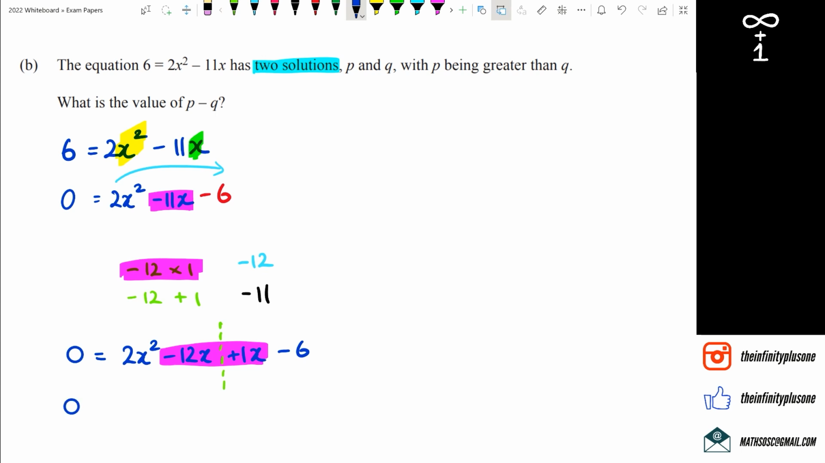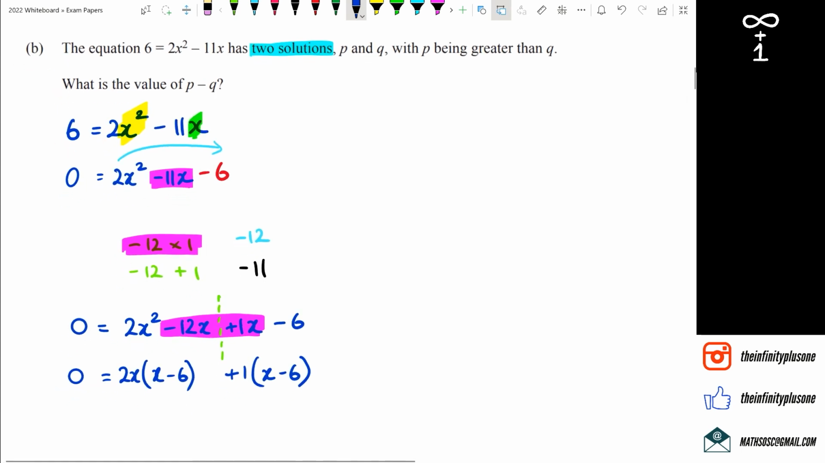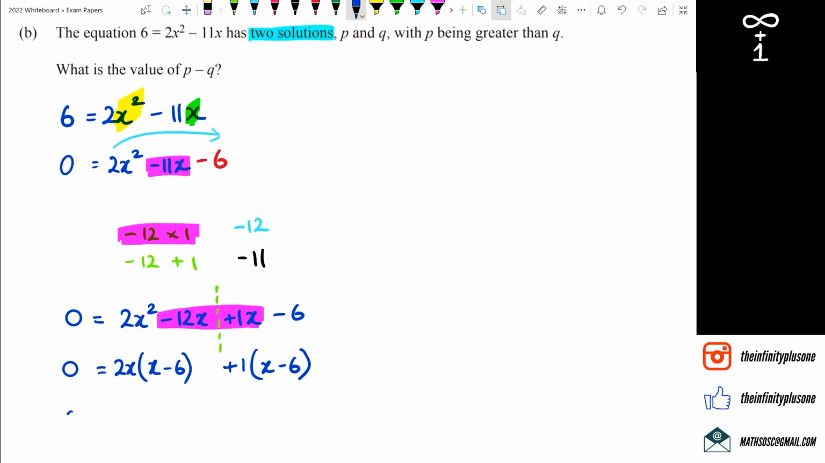So what do I mean by that? I've got 0 equals, and I got 2x as a common factor, so I can take it out. And I've got x minus 6. And as for the right-hand side, I've got 1 as a common factor, so I'm going to put that as +1, and I'm going to take it as x minus 6. And of course, if you guys have been doing this, then you know that x minus 6 is a common factor, and the other common factor is 2x plus 1.